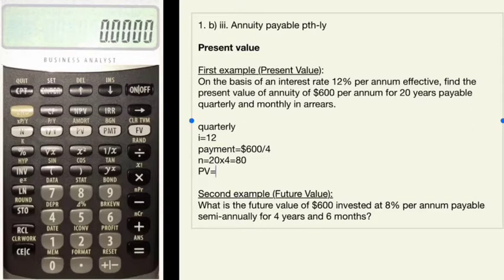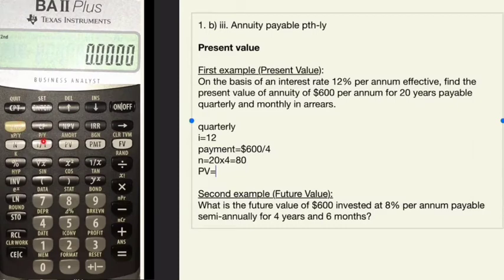So press second PY. Our PY is 4 because it is payable quarterly and press enter. Then press down button. Our CY is 1 because it is compounded yearly per annum. Press enter. Then we can quit, second quit. Our N is 80, so we press 80 N. Our interest is 12, so we press 12 IY. Our payment is 600 divided by 4 and press equal. Then only we press payment. We don't have future value, so 0 FV. Then compute PV, so we get the answer for PV.